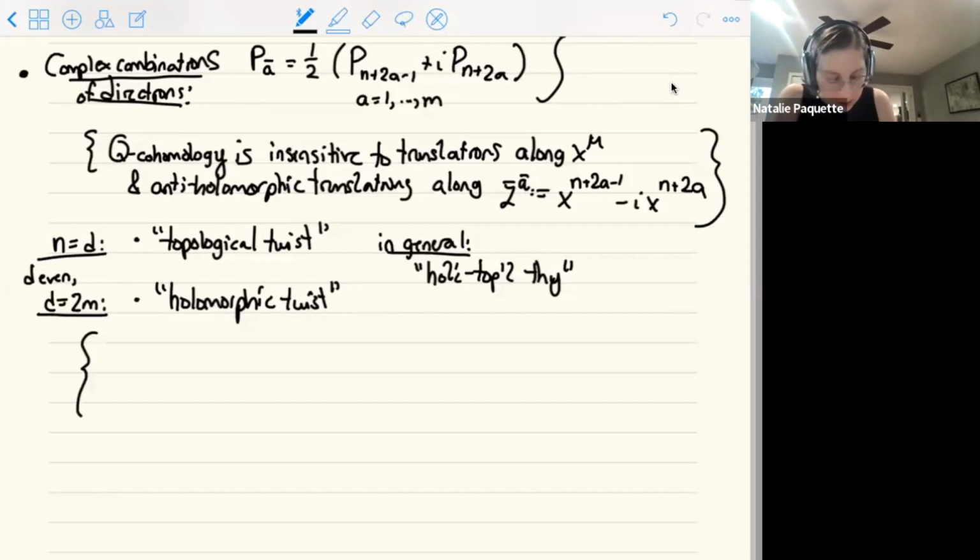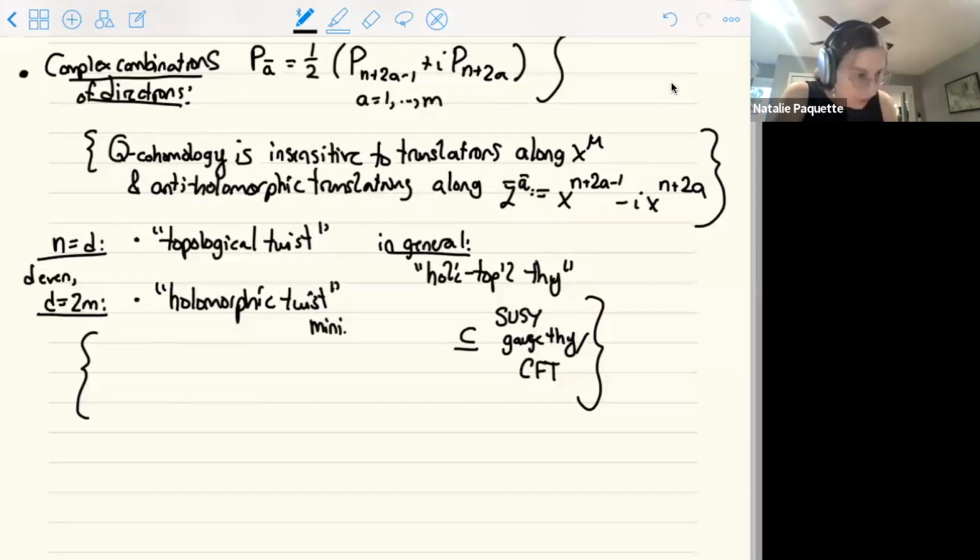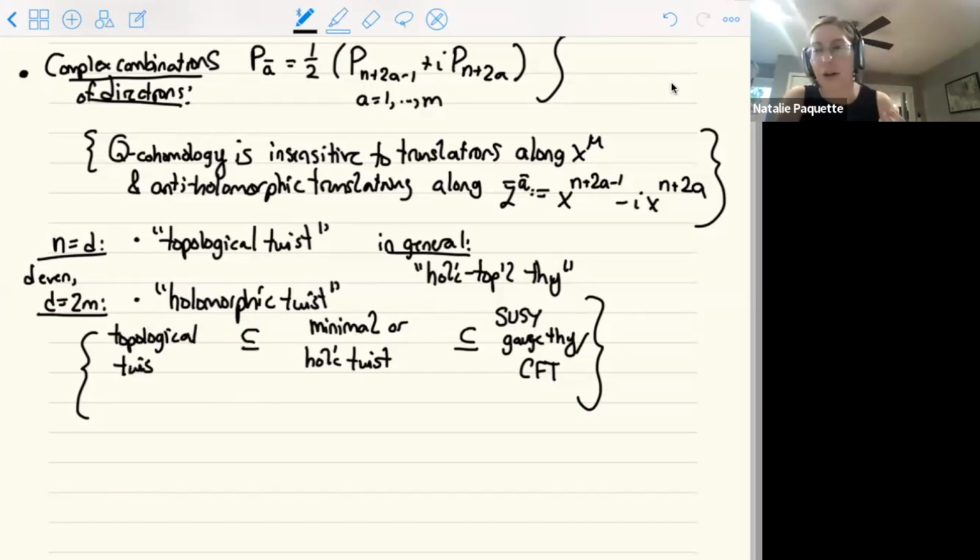So if we're thinking about twists in terms of simplified subsectors of the original theory, in general, the most complicated and rich thing that we can deal with is our SUSY gauge theory or conformal field theory. But an interesting subsector of it, which simplifies it but still gives interesting information, is the minimal or holomorphic twist of such a theory, if a holomorphic twist exists. And even simpler still is a more special type of twist that lives at the bottom of the hierarchy. It's the simplest to study, but it has the least information associated with it, the topological twist. So that's how you can think of it.